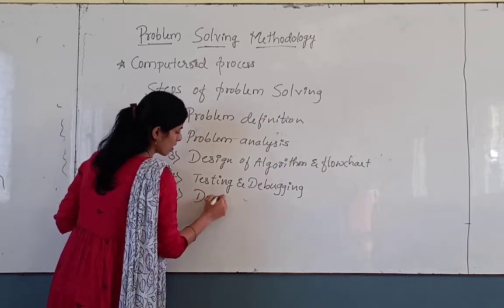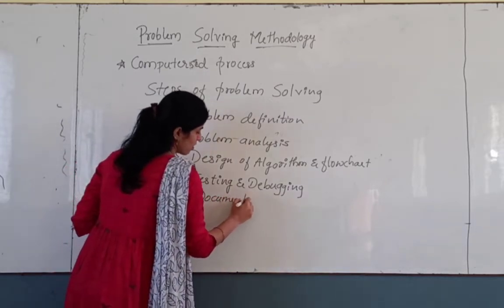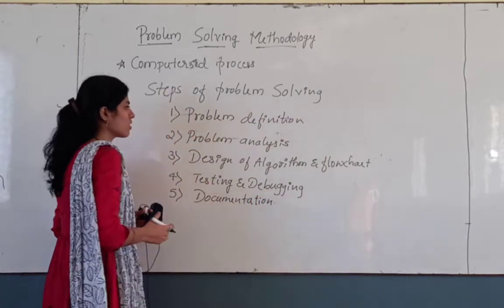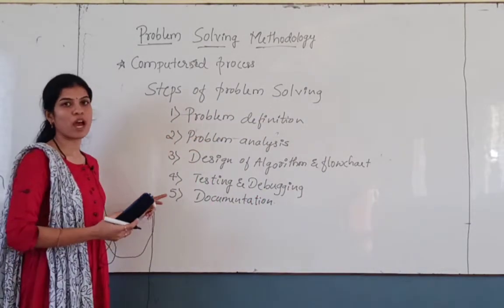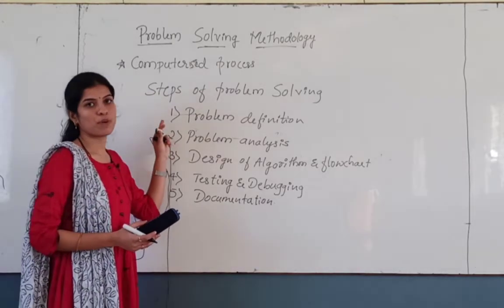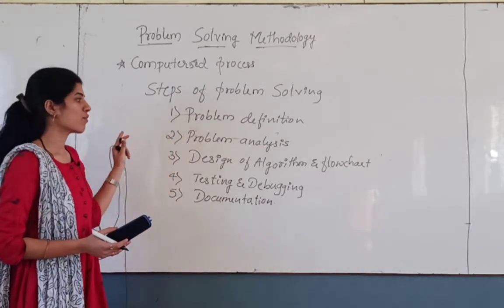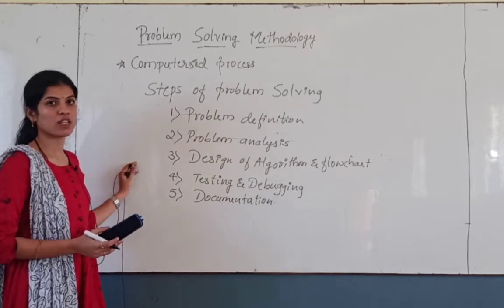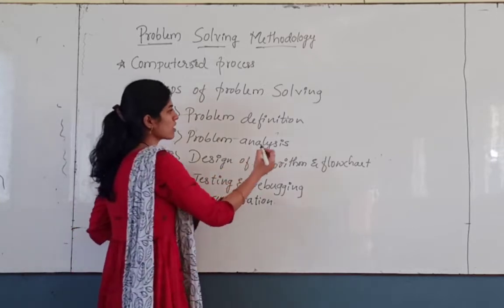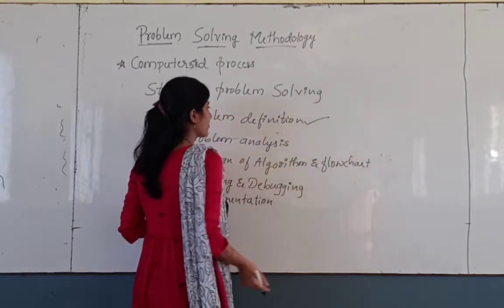Fifth and last one is documentation. These all 5 steps we have to follow for a particular computerized solving methodology for getting an efficient solution. So we see them here one by one. First one is problem definition.